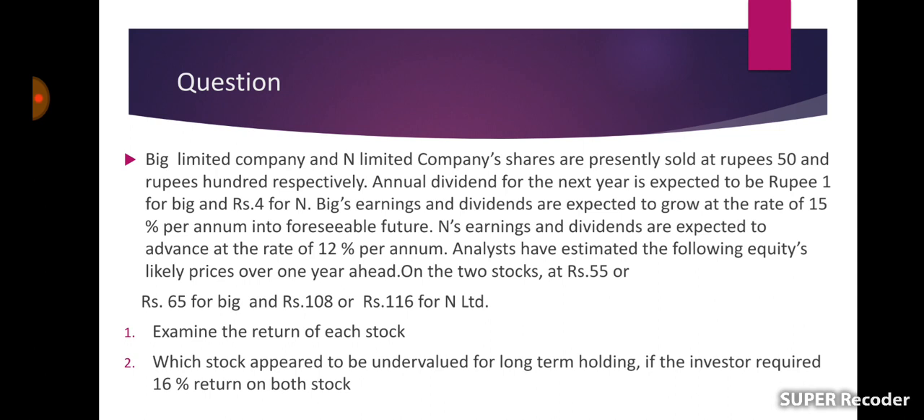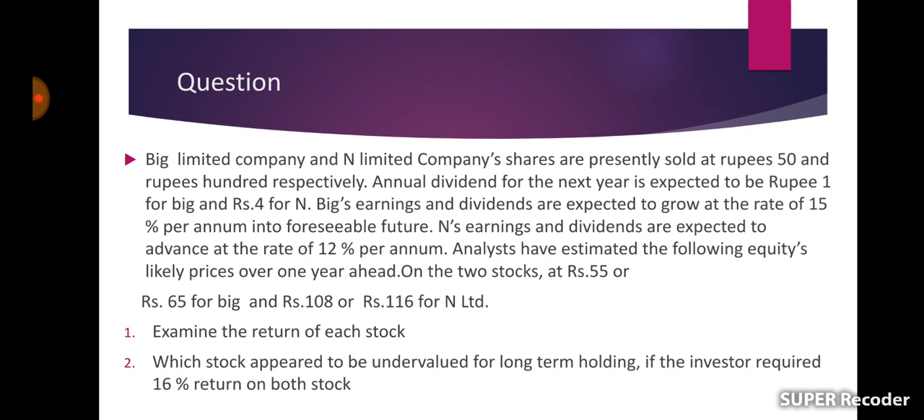Analysts have estimated the following equities' likely prices over 1 year ahead on the two stocks, at Rs 55 or 65 for Big Company and Rs 108 or 116 for Unlimited. So here the expected selling price after 1 year for Big Company varies between 55 and 65, and Unlimited's selling price after 1 year varies between 108 and 116.